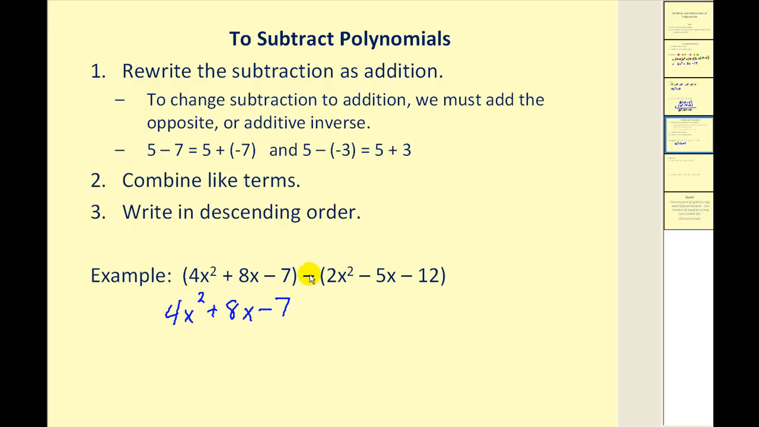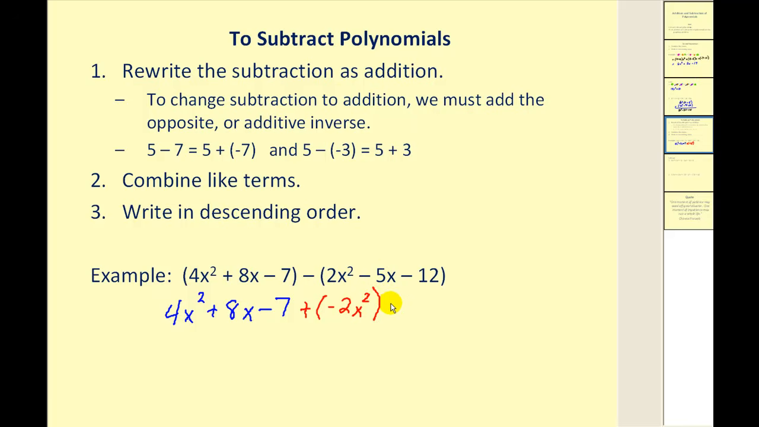So the first step is to change this subtraction to addition. Now remember, we're subtracting all three of these terms. So in order to change this to addition, we have to add the opposite of each of these. So the result would be plus a negative 2x squared.